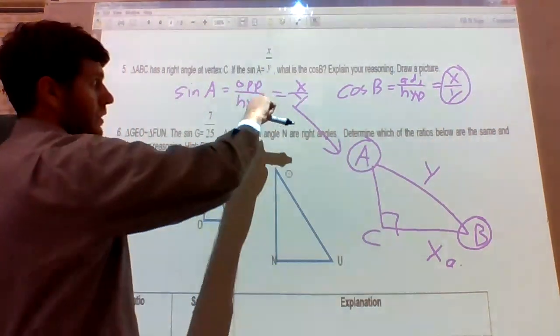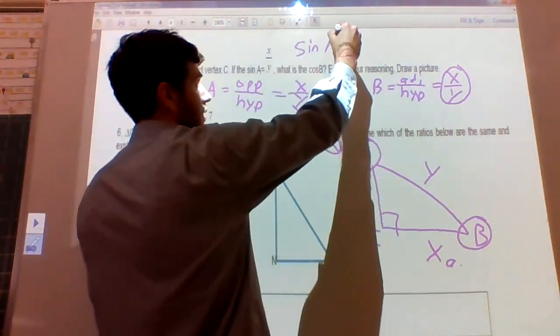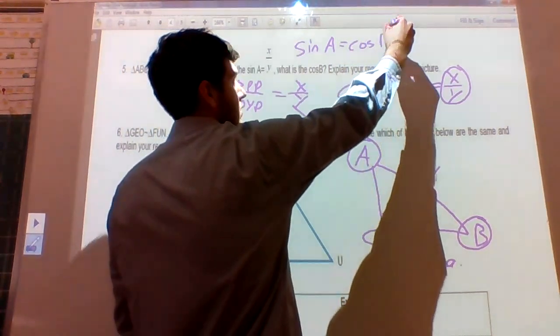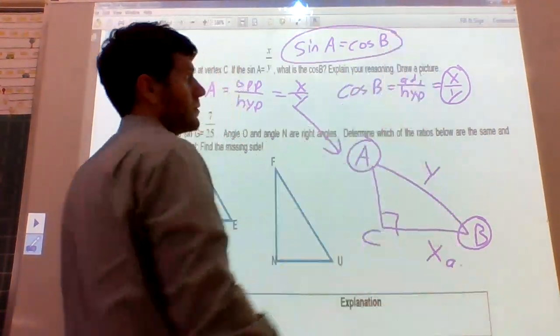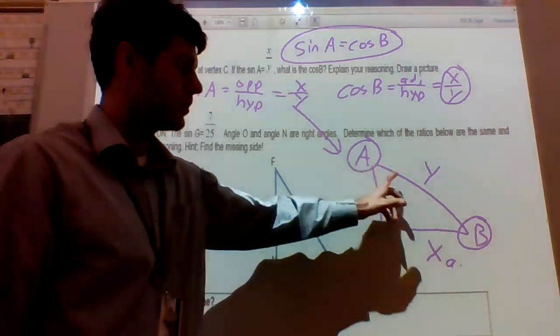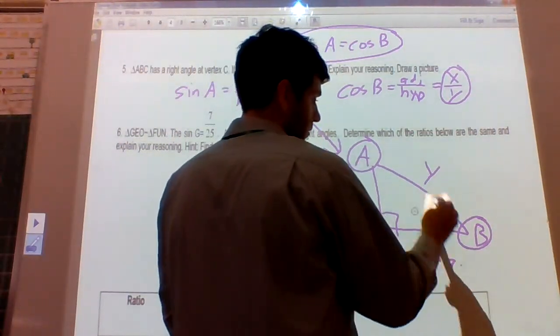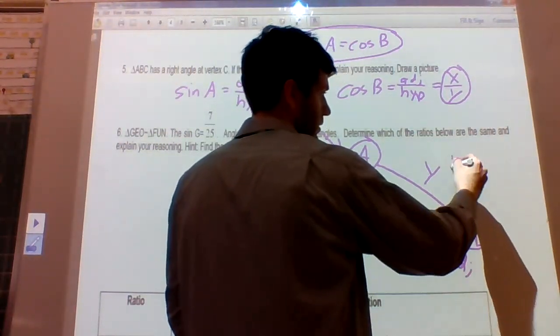Okay, we know here the sine of A is going to equal the cosine of B. Sine of A is going to equal the cosine of B. So it's going to be x over y as well. The sine of one angle equals the cosine of its complement. Right, for B, this was the adjacent. This was the hypotenuse.